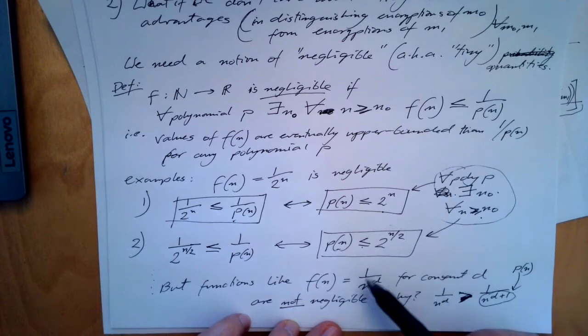So 1 over n squared is not negligible because it's not bounded above by, for example, 1 over n cubed. And 1 over n cubed is not negligible because it's not bounded above by, for example, 1 over n to the 4th, etc.